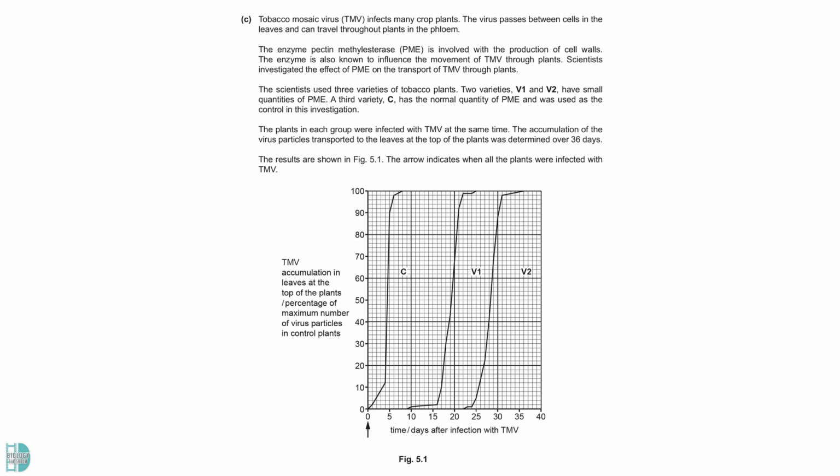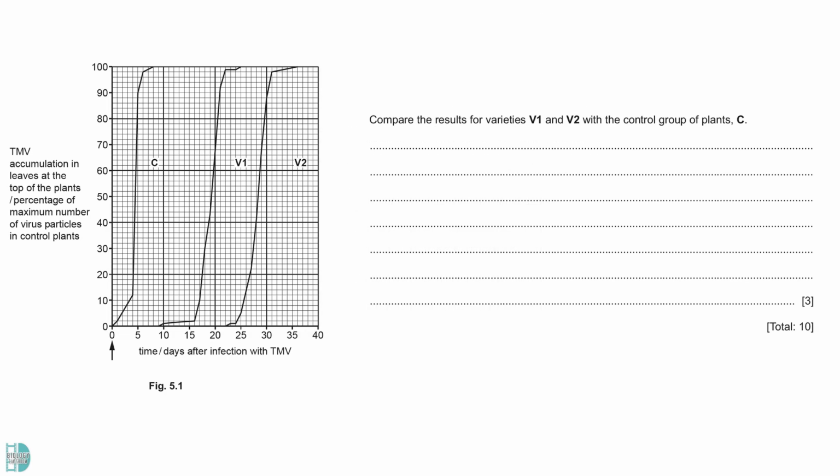C talks about a virus called TMV that infects crop plants. Figure 5.1 shows the accumulation of TMV in leaves for 3 varieties of tobacco plants, C, V1, and V2. The question wants you to compare the results for variety V1 and V2 with the control groups of plants, C. The command word compare means that you must talk about both the similarities and the differences. For similarities, you can say that all varieties have the same pattern or trend.